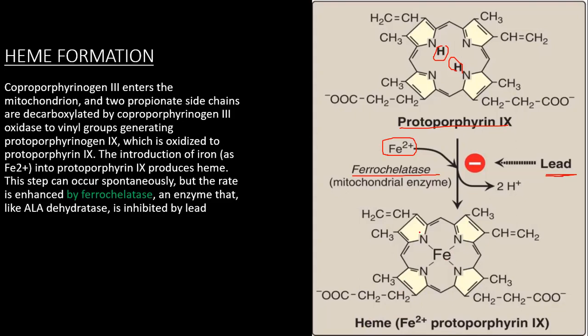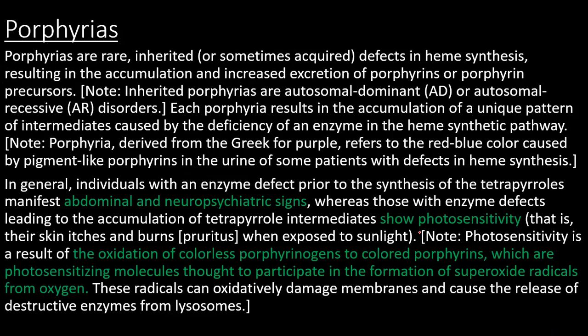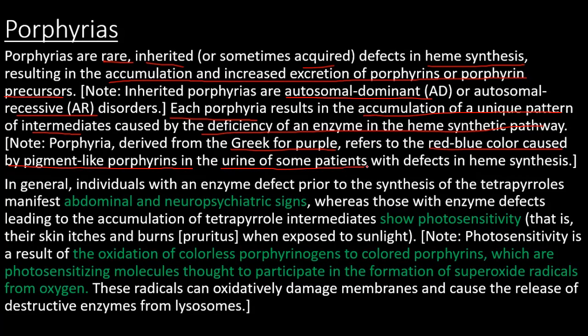Okay, so I hope you are up to there. Now you have synthesized heme. Now let's look at some porphyrias. Now porphyrias are rare, inherited, or sometimes acquired defects in heme synthesis. Okay, and they usually result in accumulation and increased excretion of porphyrins or porphyrin precursors. Okay, now note that inherited porphyrias can either be autosomal dominant or autosomal recessive. Okay, now I will show you which ones are autosomal dominant and autosomal recessive. Now, each porphyria usually results in the accumulation of a unique pattern of intermediates caused by the deficiency of an enzyme in the heme synthetic pathway. Now, porphyria is derived from a Greek word for purple, and usually refers to the red-blue color caused by pigment-like porphyrins in urine of some patients with defects in heme synthesis.